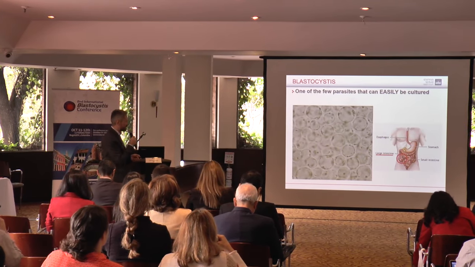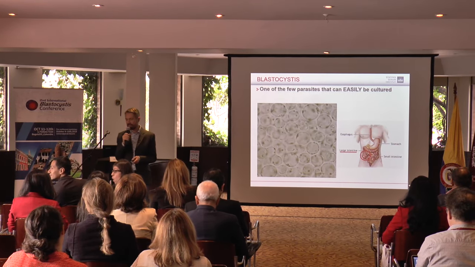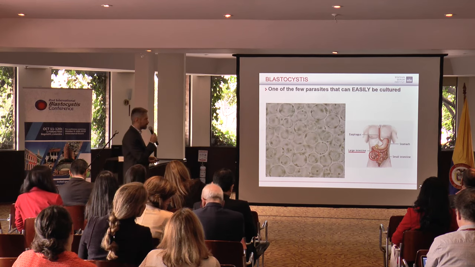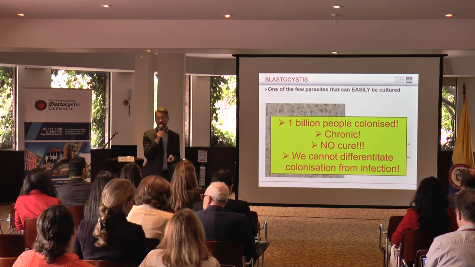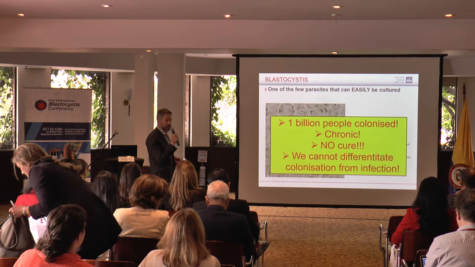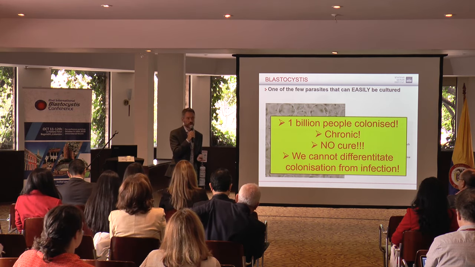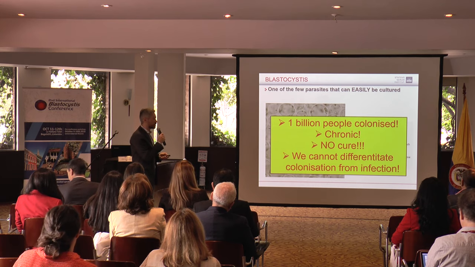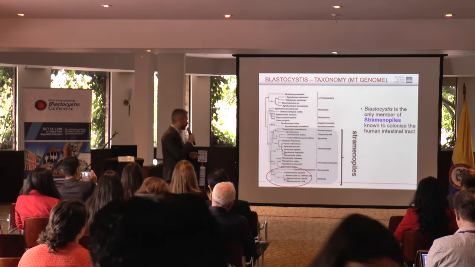So, this is what it looks like in Jones medium, the image to the left. And my impression by now is that blastocystis is lodged in the distal ileum, in the cecum, and the proximal colon. That's where it sits. I believe that 1 billion people, or maybe even more, are colonized by this parasite. It's typically a chronic infection or colonization, we can't distinguish. We have no cure. There is no drug that can actually consistently eradicate blastocystis. So we are in the dark in a lot of areas still. But knowledge is really piling up now.